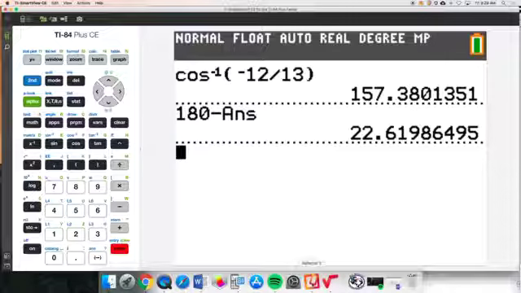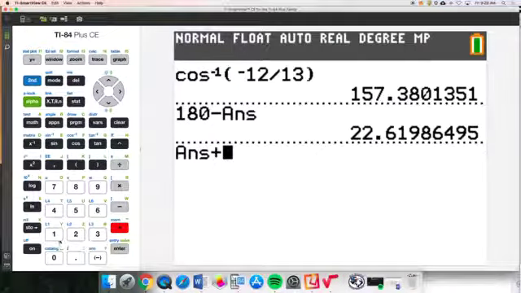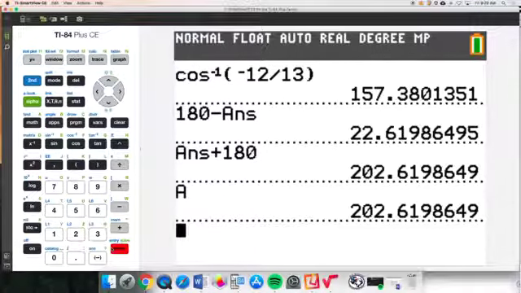180 minus second answer. Boom! There is our same reference angle. And now that we have the reference angle from our diagram, I did 180 minus this to get this. Now how do I get to my angle? I need to go all the way to 180 plus the reference angle. So now I can just add 180 back to that. And I end up with 202.619, which of course, our answer that we stored in A was 202.619.